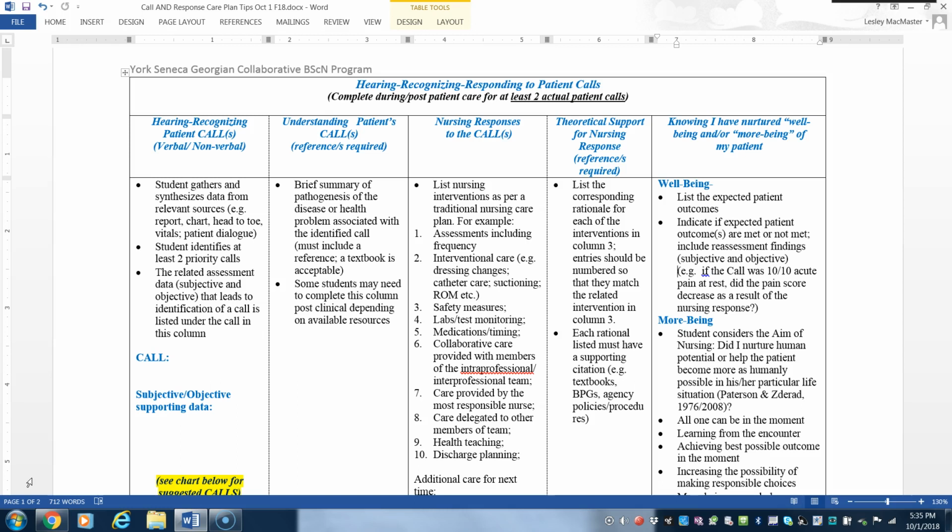So some of you may be familiar with older versions of care planning, and this one in particular is linked to the theorist that guides the care in semester 3, and that is Patterson and Zderad, and that is why the process is called call and response. The first column is really where the student identifies the 2 calls that they will focus on for their assigned client or patient on the day that they are in practicum.